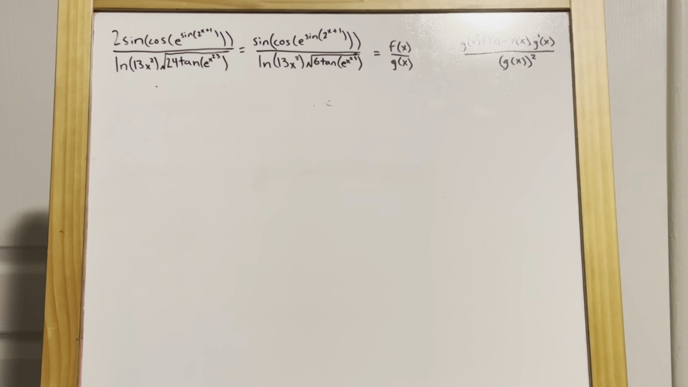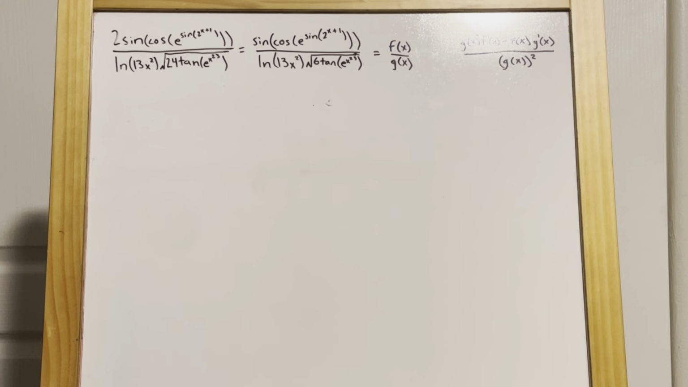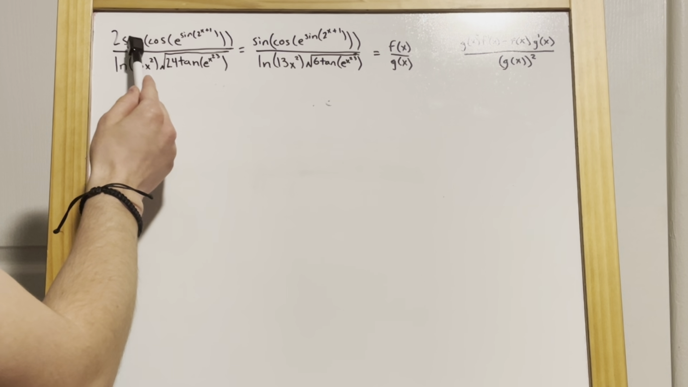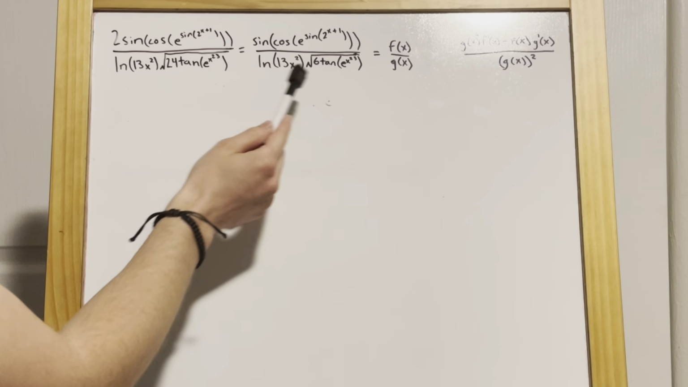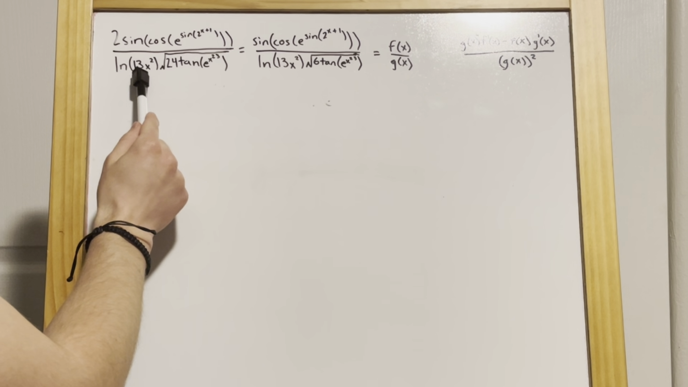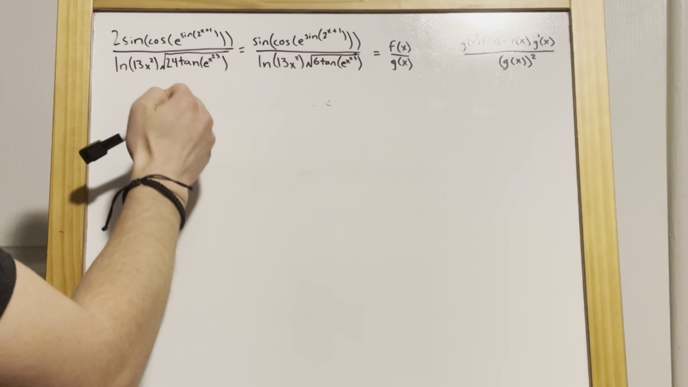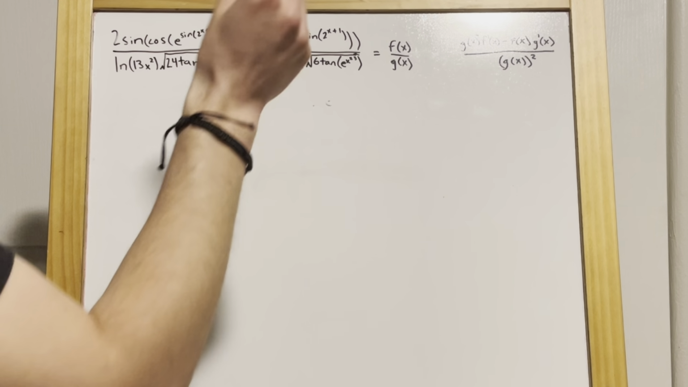All right, hello everyone. So today I just wanted to do a derivative of some crazy expression. I just made up this expression right here. We're going to be doing the derivative of 2 sine of cosine of e to the sine of 2 to the x plus 1, all over natural log of 13x squared times 24 tangent of e to the x to the 23rd.